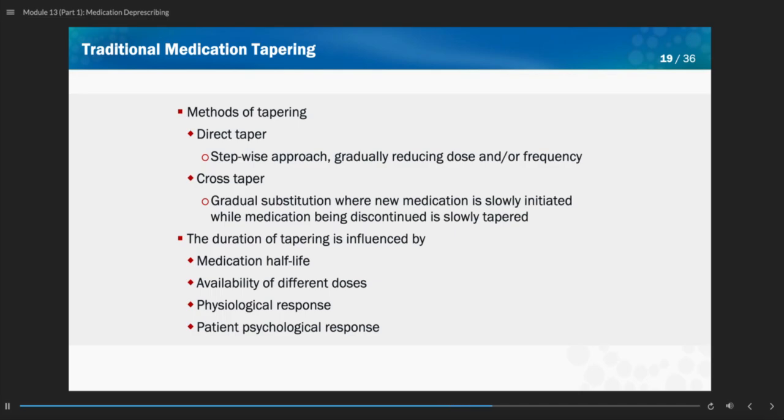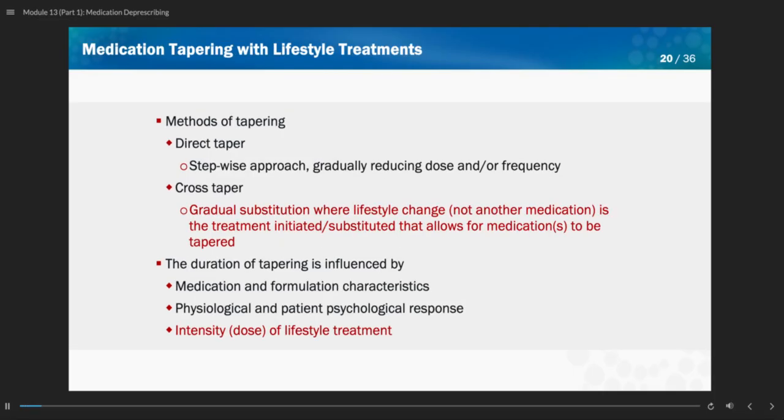The duration of tapering can be influenced by the following: medication half-life, availability of different doses or dosage forms, physiological response, and patient psychological response to the tapering. Medication tapering with lifestyle treatment needs to take into consideration that cross-tapering may mean replacing a medication with a lifestyle change, not necessarily another medication.